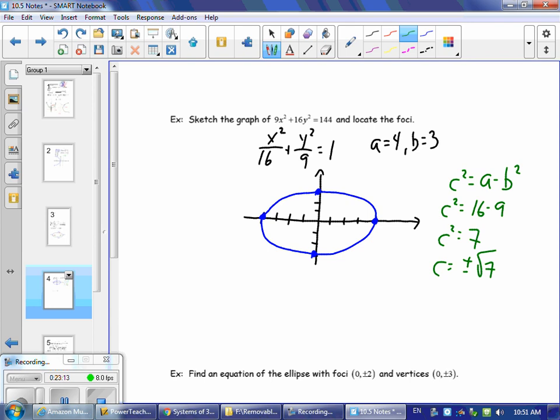So my foci are going to be negative square root of 7, 0, and positive square root of 7, 0. Square root of 7, I'm not exactly sure, someplace in between 2 and 3. So we'll go out here, 2 to 3, someplace out in this general range. Probably a little bit closer to 3 than it is to 2. And there would be your foci. C1, C2.